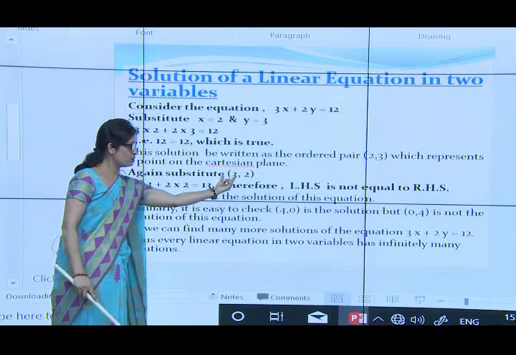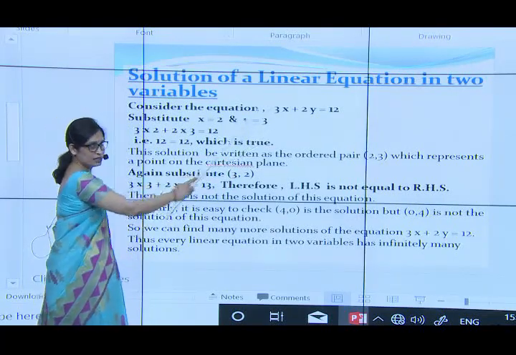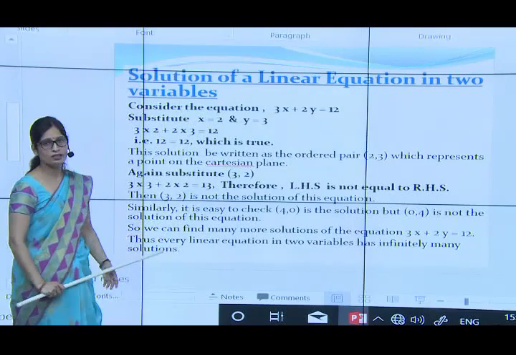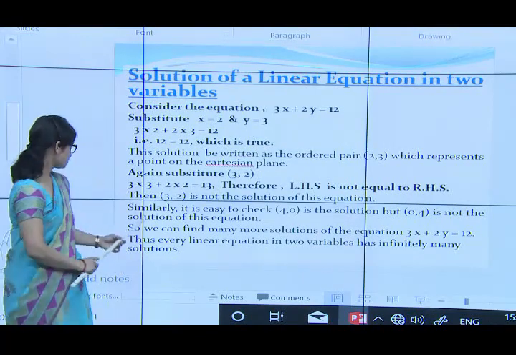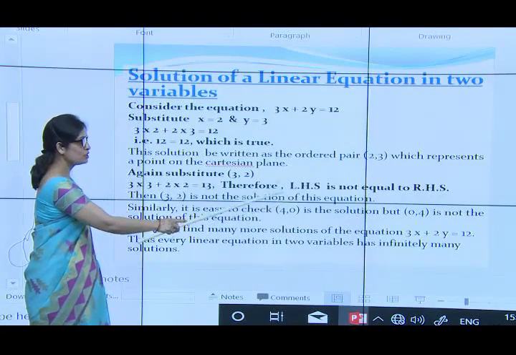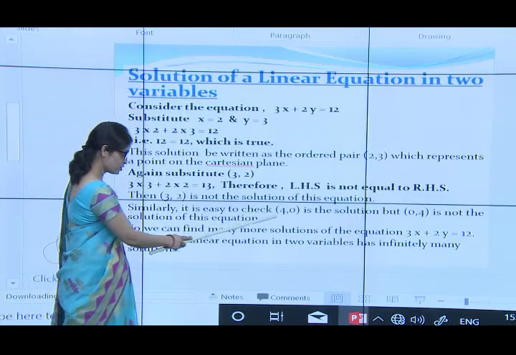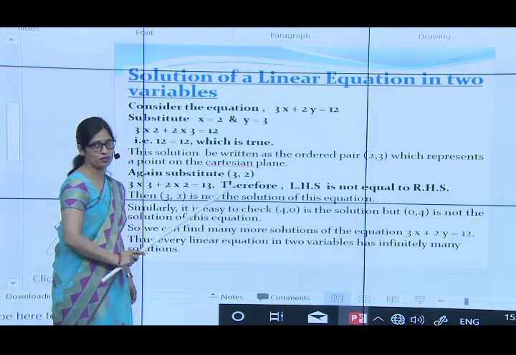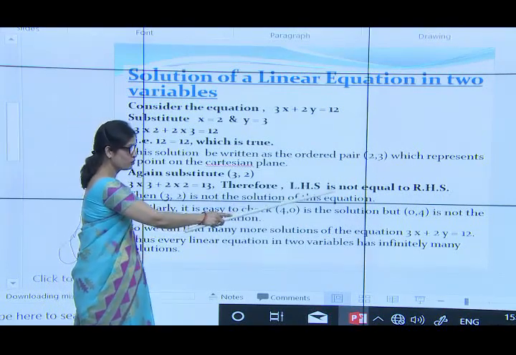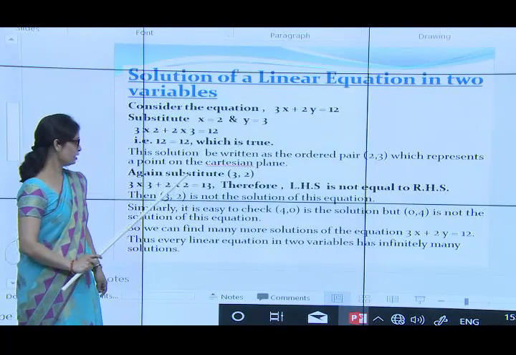So for this particular point (3, 2), the left hand side is not equal to the right hand side. Hence, this point (3, 2) is not a solution of the equation. Similarly, it is easy to check that (4, 0) is a solution, but (0, 4) is not a solution of this equation. Why? Because if we substitute (4, 0) in the equation, this point will satisfy the equation, while (0, 4), when we put it in the equation, will not satisfy the equation.